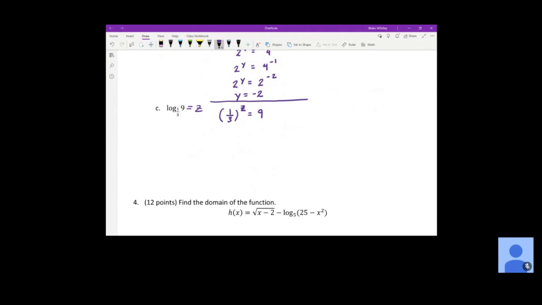Okay, good. So we can rewrite this now as 3 to the -1 for the 1/3. And we can rewrite the other side as 3 squared to give us 9, right? We at least have a 3 as our base on both sides. And now because we have this -1 and this z here, we can multiply those together to give us 3 to the -z equals 3 squared. Any questions on how I got there?